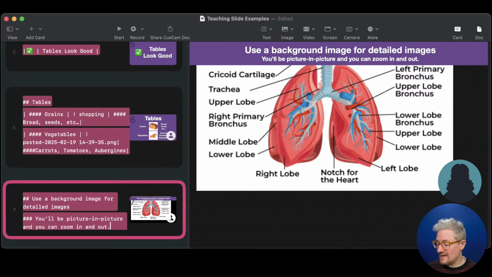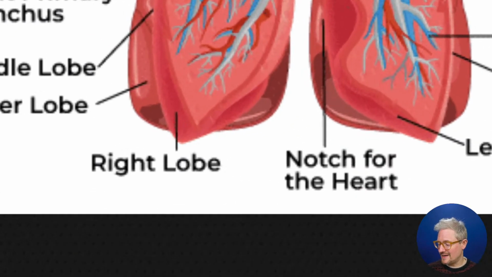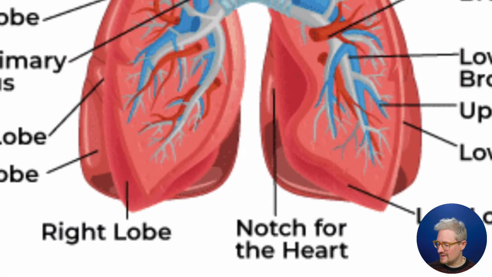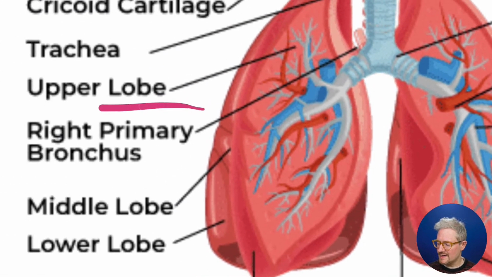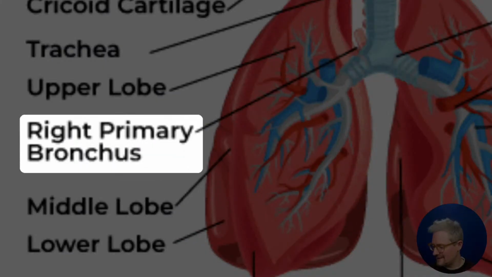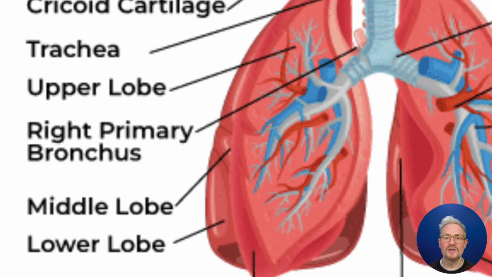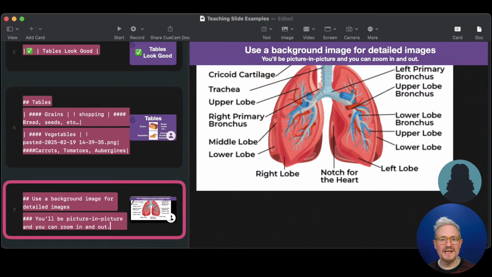But also we're able to fully zoom in on that with CueCam as well. So you can say, okay, we're going to zoom in onto this bit. We can draw around it with video pencil, all sorts. You can use the spotlight tool and go, okay, this is the right primary bronchus that we're going to talk about next. So there's all these little tools for making that more interactive, so that all you've got to do is chuck that image on, and then when students are asking questions, you're able to just jump in.